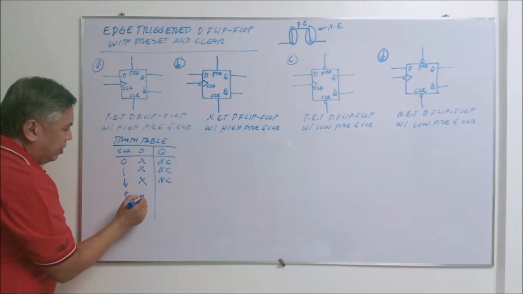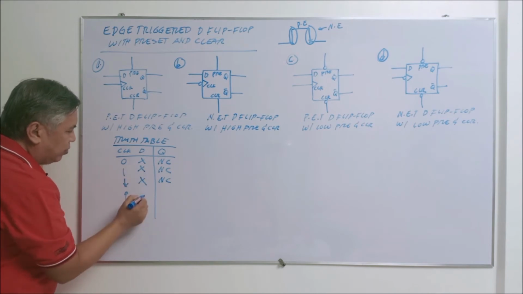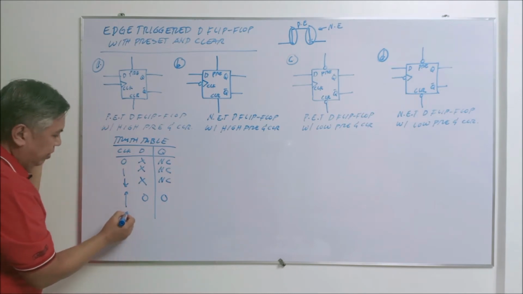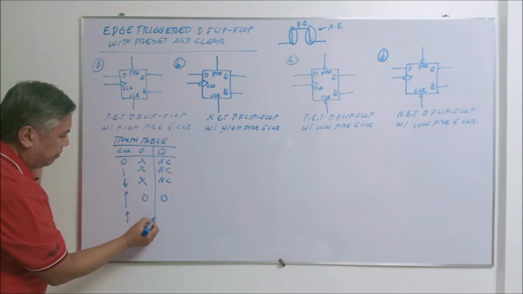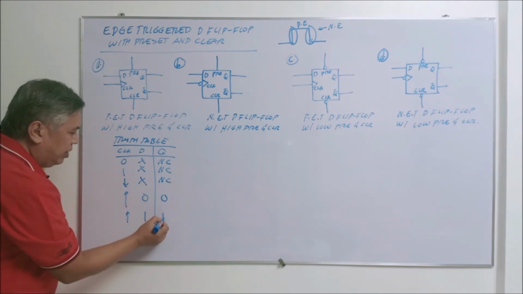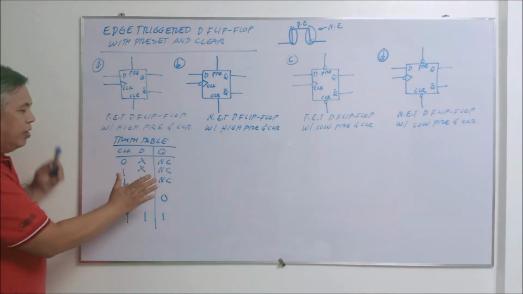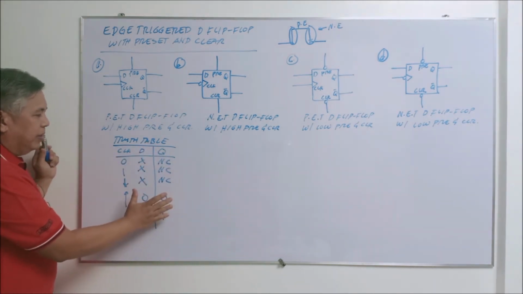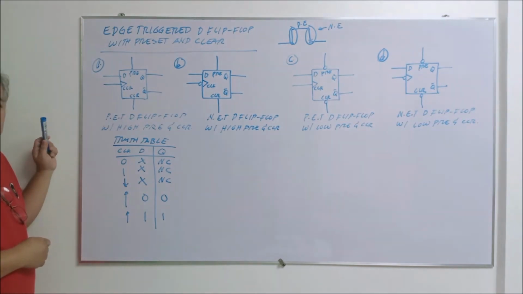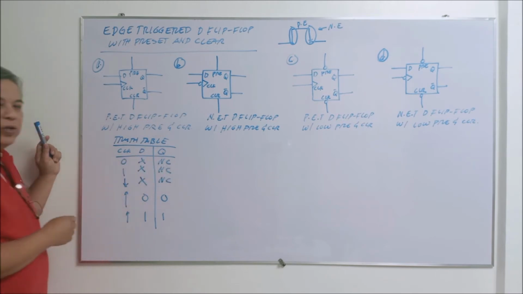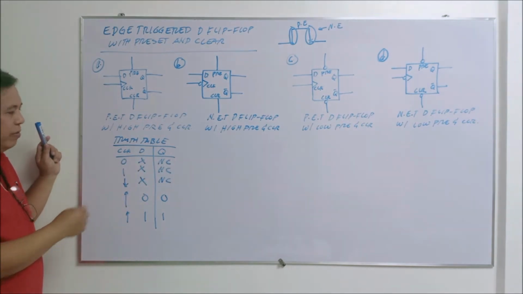So, if D is equal to 0, then D implies Q. If there is positive edge triggering, and then D is 1, then you have D implies Q. So in other words, the triggering of your output here depends on the condition of your clock. Again, if clock is 0, regardless of the value of your D, whether it is 0 or 1, the output remains as a no change condition.